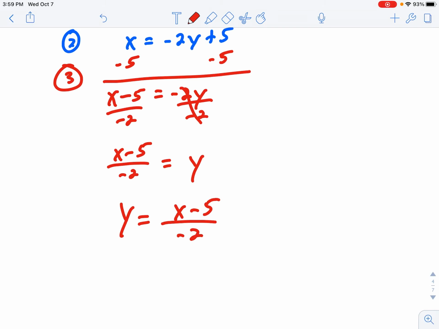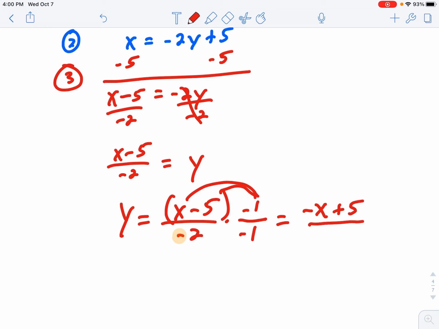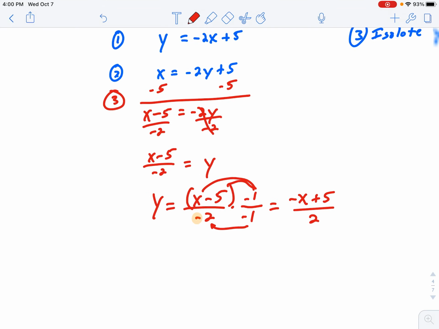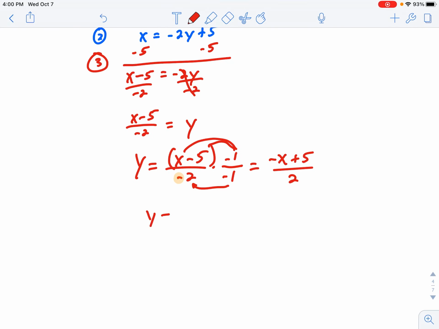And very often to deal with a negative down here, I don't know if this is what the answer key is going to say, you'll see multiply by negative 1 over negative 1. Negative 1 over negative 1 doesn't change the value of the answer because negative 1 over negative 1 is 1. You multiply something by 1, you don't change its value. You just change the way it looks. So if I multiply the top by negative 1, I get negative x plus 5. And if I multiply the bottom by negative 1, I get positive 2. So I end up with y equals negative x plus 5 over 2.